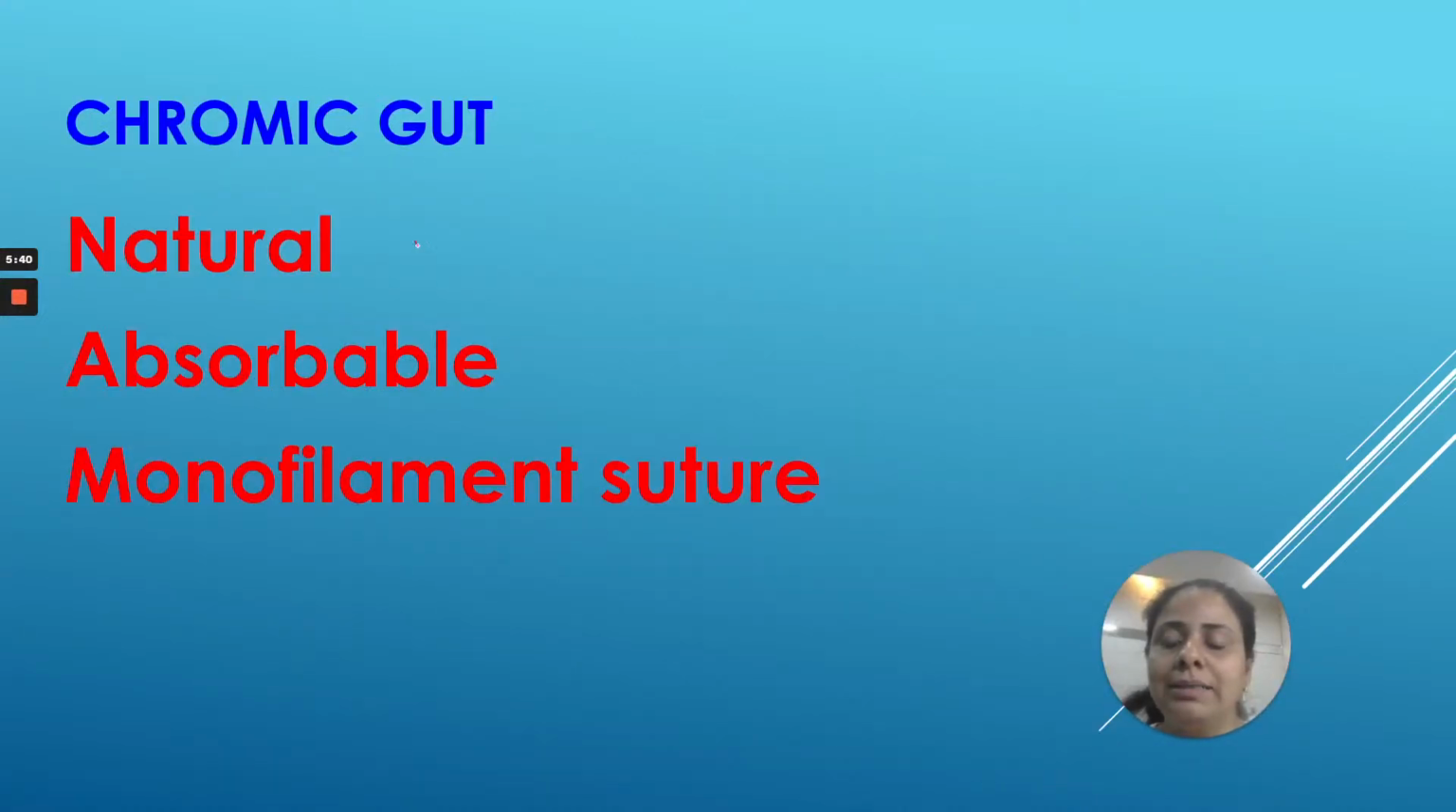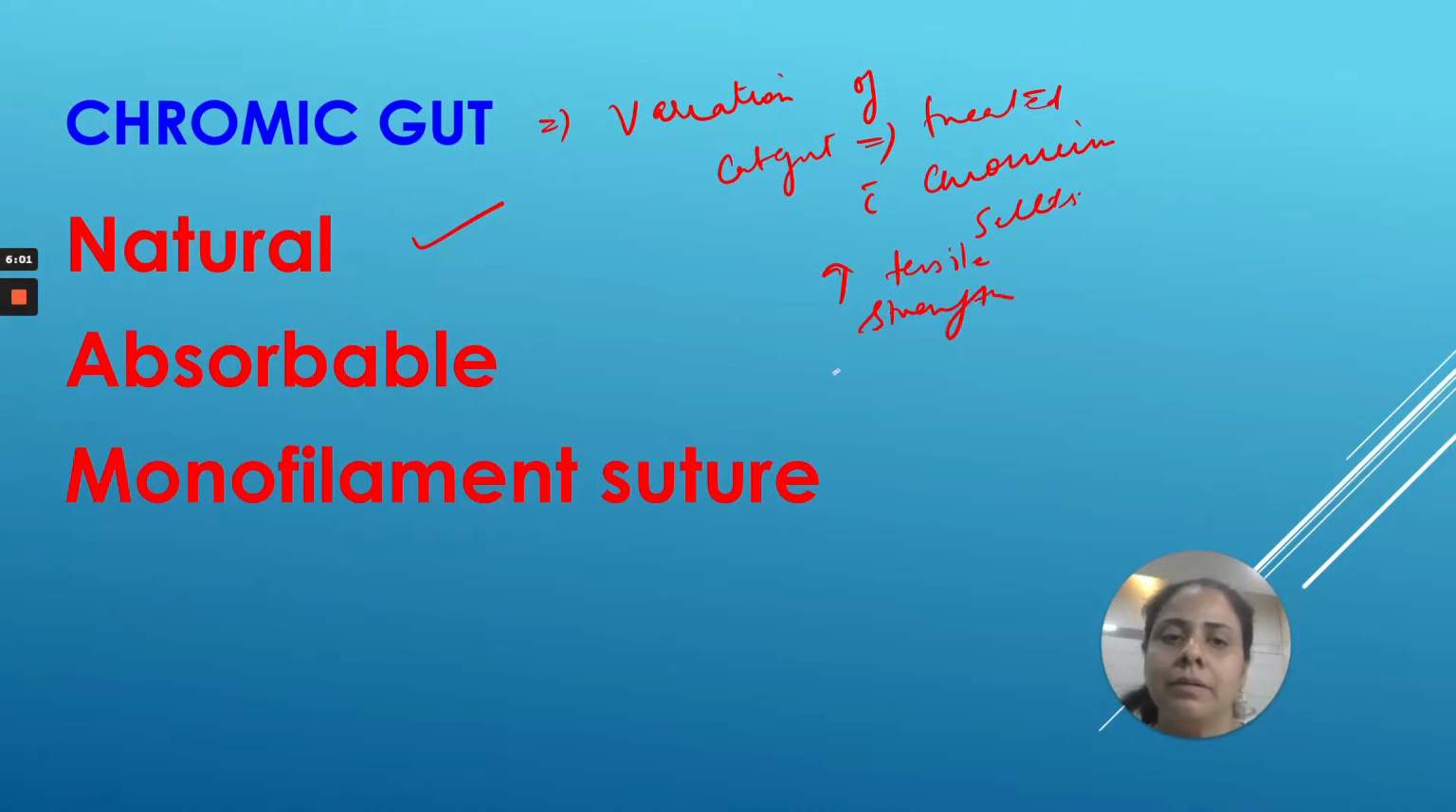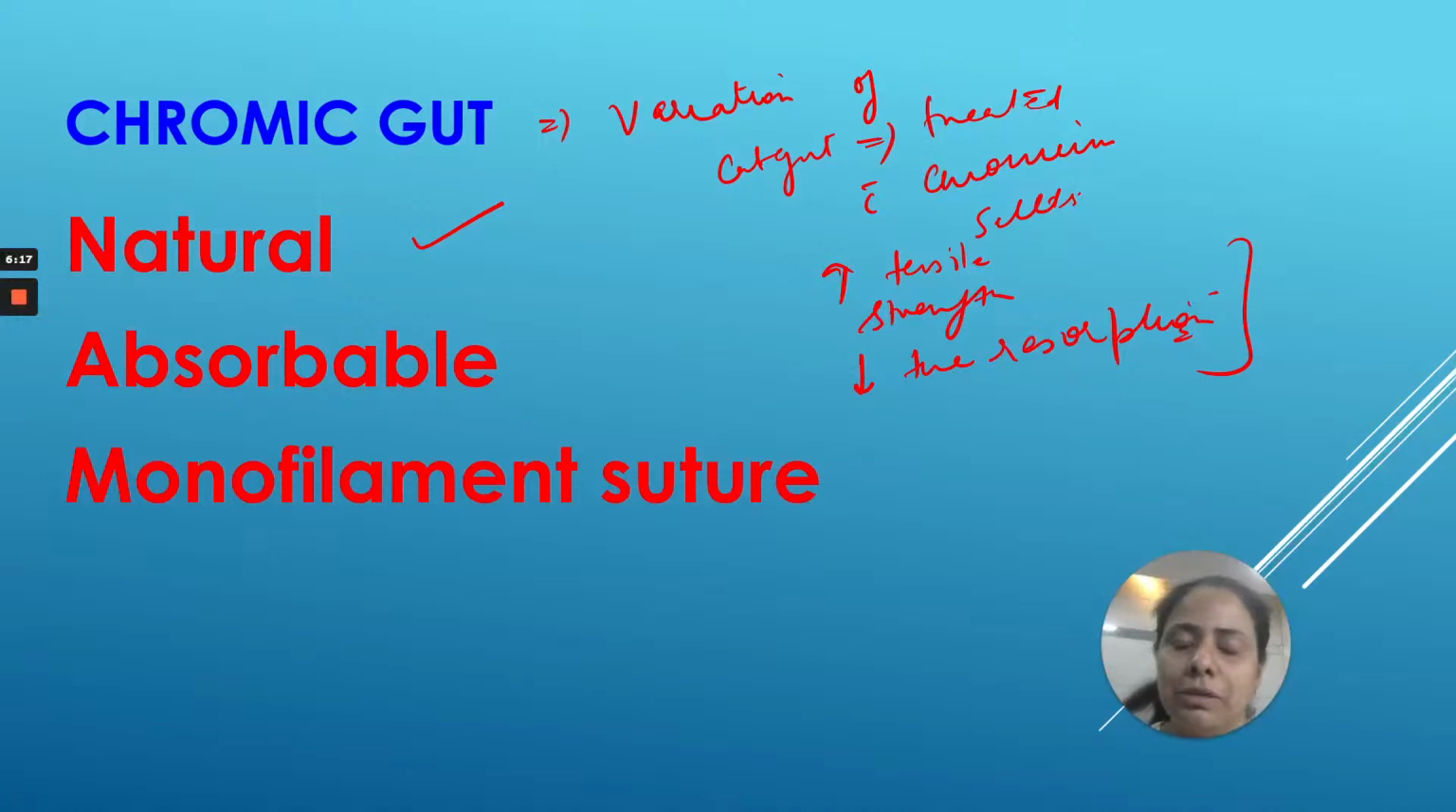Next is the chromic gut. It is a variation of catgut, treated with chromium salts to increase the tensile strength and decrease the resorption. Why do we want to decrease the resorption? Because chromic gut is mostly used in the internal layers for stitching the muscles, and if it gets absorbed very early, before the muscles regain their strength, that will lead to opening of the wound, or dehiscence. So it is treated with chromium salts to make it a little stronger. It is also an absorbable monofilament suture. The rest of the features are the same except for the chromic variation.